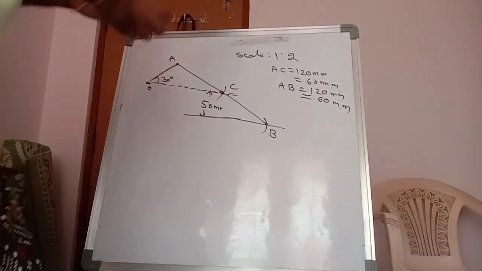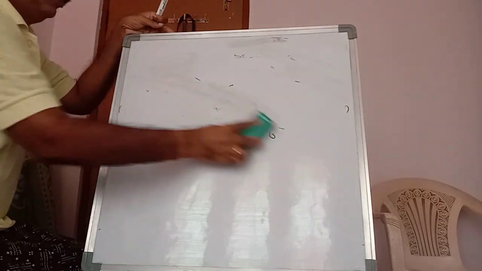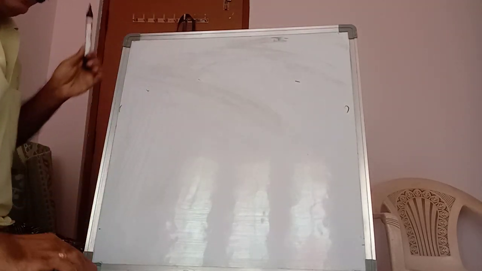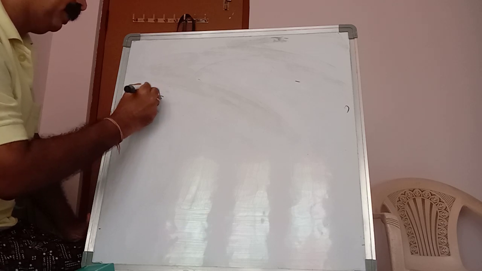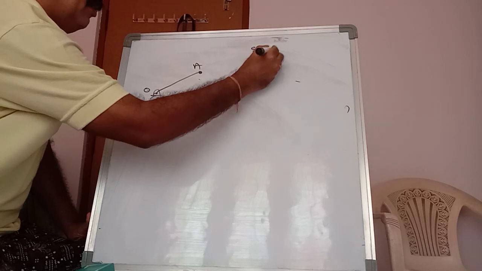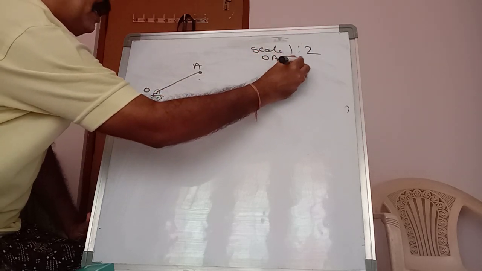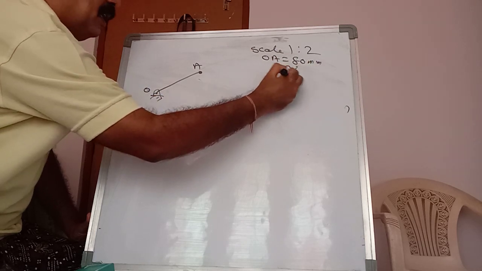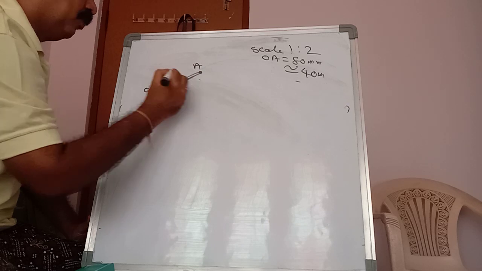Okay, I will explain the solution. Initially you have to draw crank OA. You have to start with O, which is a fixed point. Now draw OA. Take scale 1:2. So OA is actually 80 mm, so as per scale it is equal to 40 mm. Now first you draw OA as 40 mm.